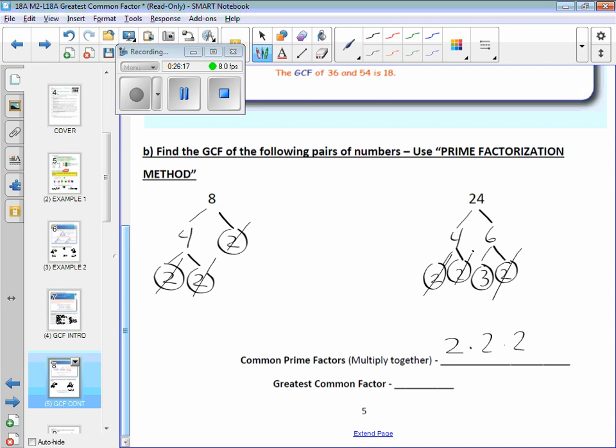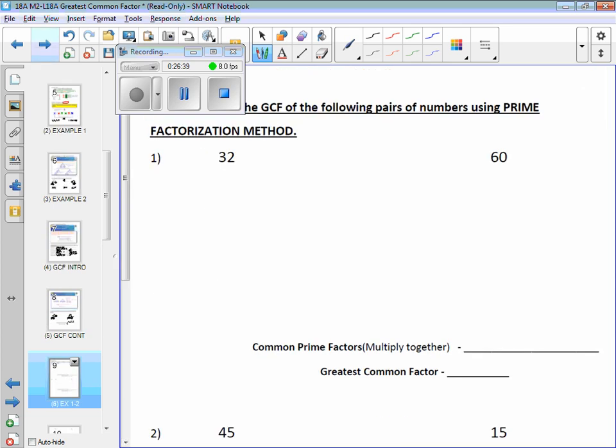Ready? What's 2 times 2 times 2? 6. No, 8. Yeah, 8. Don't add them, multiply them. 2 times 2 is 4. 4 times 2 is 8. The GCF is 8. Oh, I got this now. Let's practice the prime factorization method one more time. I get it. I like it.